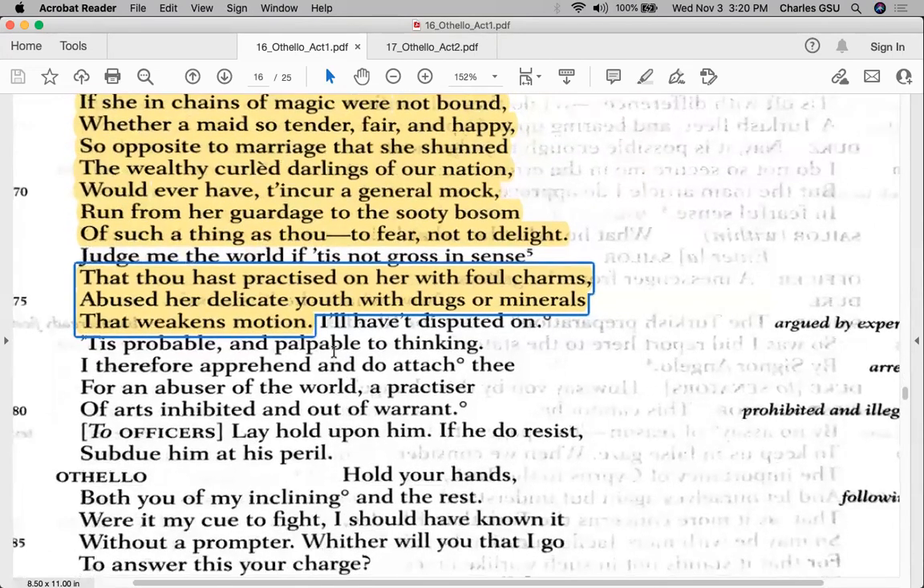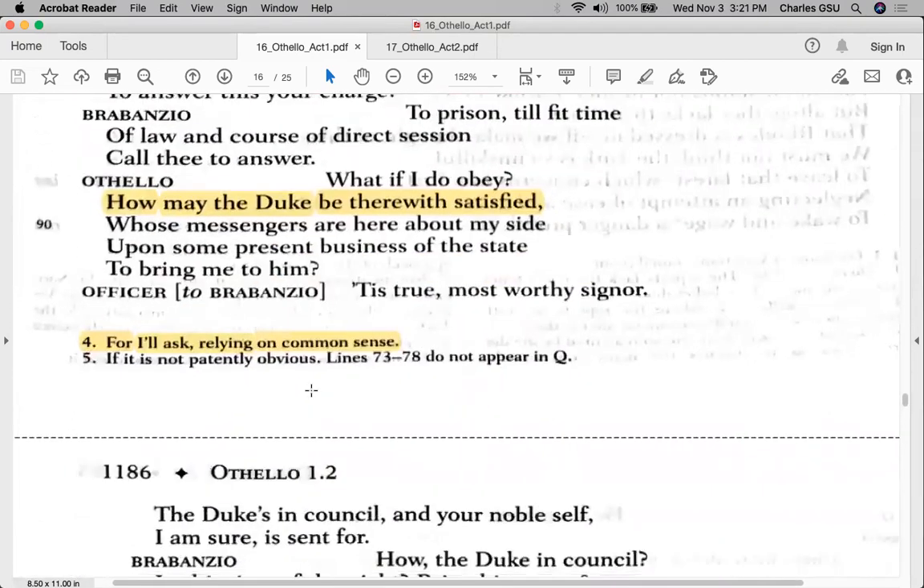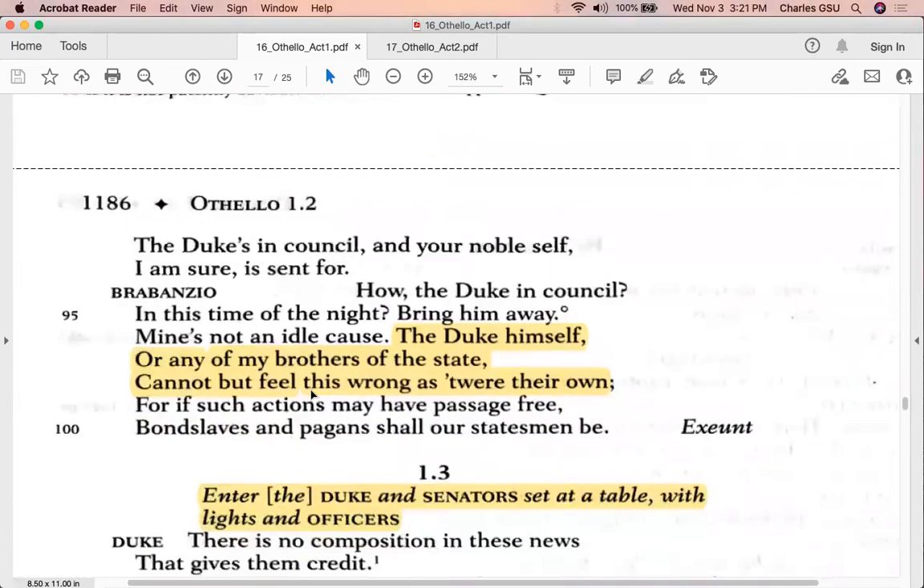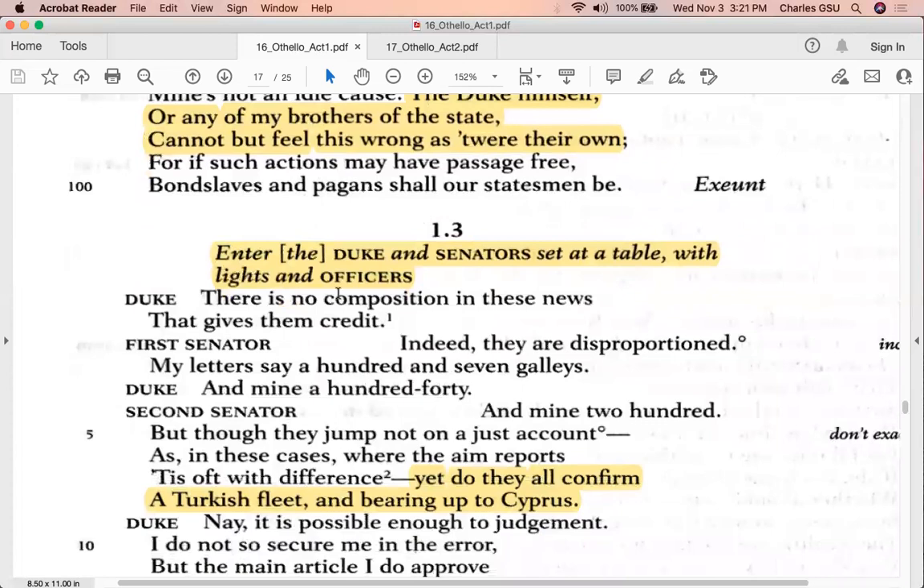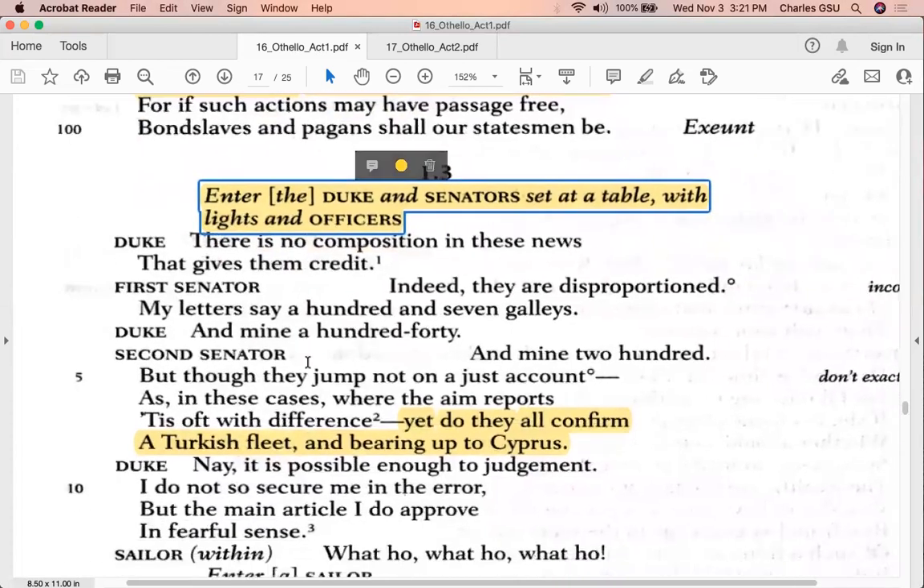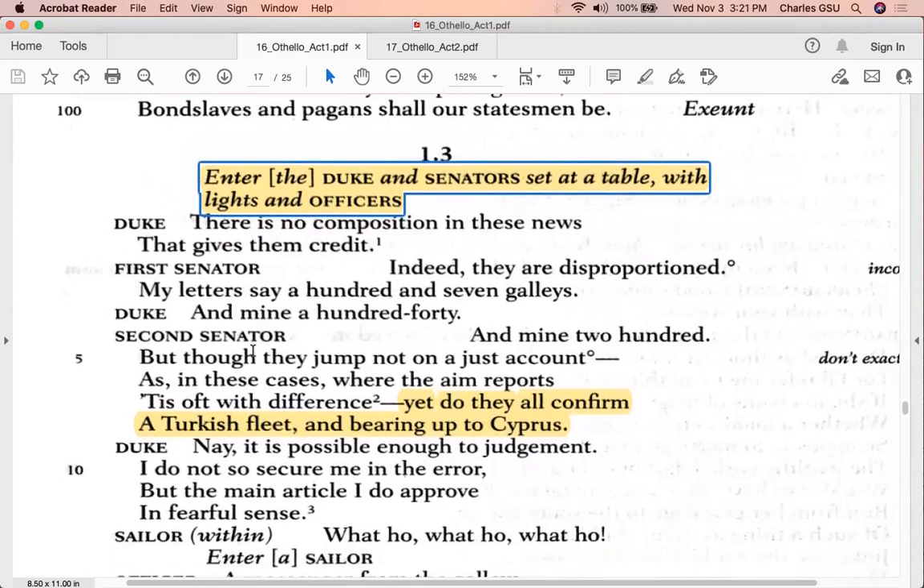We might call that a roofie today, but as you saw in the images I showed you earlier, opium and heroin, hashish, and so on were certainly part of the Mediterranean scene. So they eventually resolved to let the Duke himself settle this. So here in 1.3, they're in the Duke's palace, the Doge's palace, as it were.